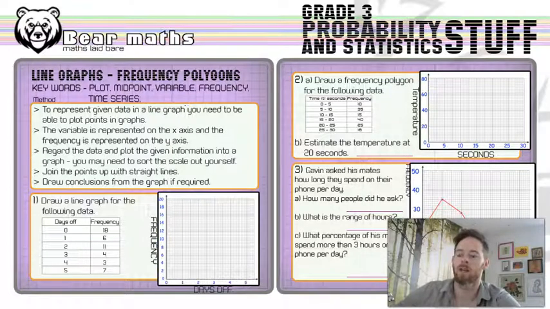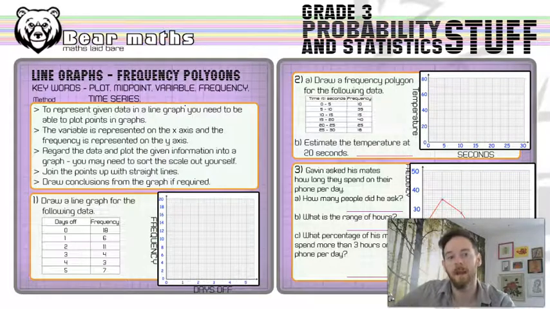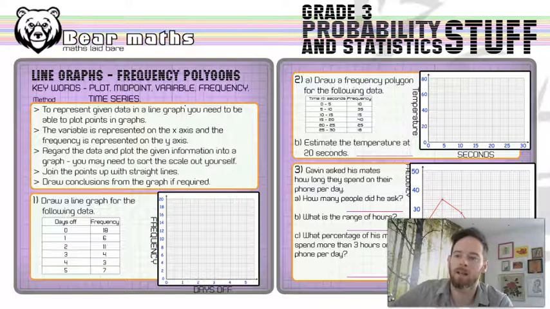To plot something is to mark on the graph with an X in the correct place according to the X and Y values that you are given. The midpoint of something is halfway between it. The variable is something that is changeable. Frequency is how much of something there is, or how much something's worth, and then the time series is a particular type of one of these graphs where you will have a unit of time along the x-axis and frequency or something up the side.